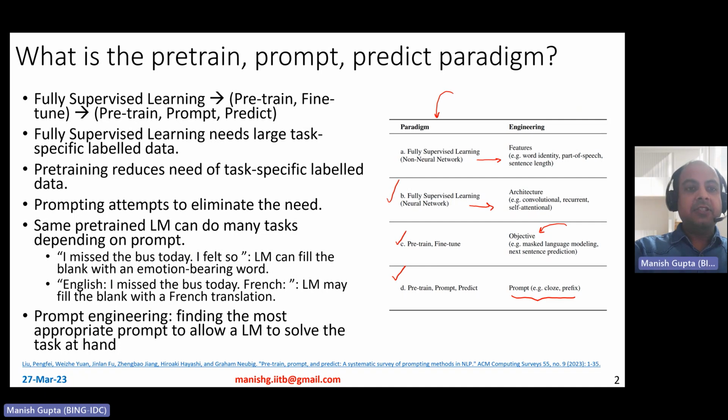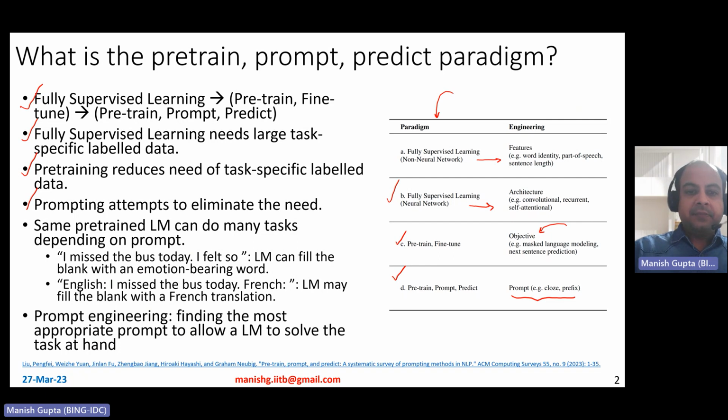So this is how we have moved from fully supervised learning to pre-train fine-tune to pre-train, prompt, and predict. Clearly, fully supervised learning needs large task-specific label data, and that's not easily available. Pre-training reduces the need for this task-specific label data by making the model pre-train and learn enough English or enough of the basic language, and then you can actually fine-tune with a small amount of label data. Now, prompting actually attempts to eliminate the need for label data completely.